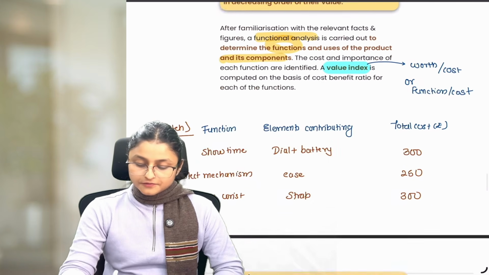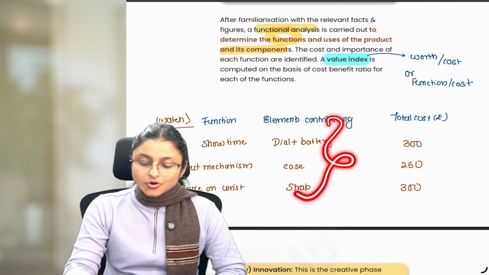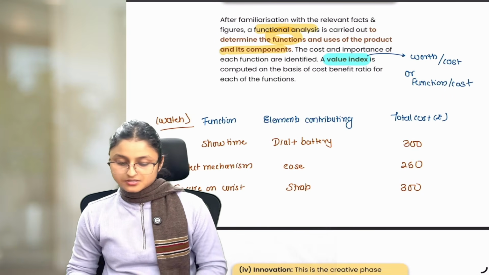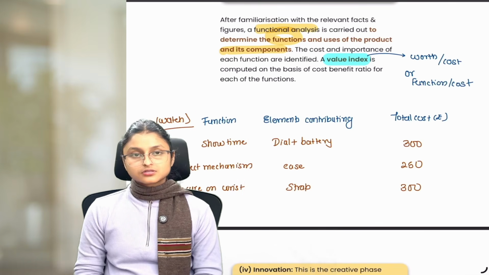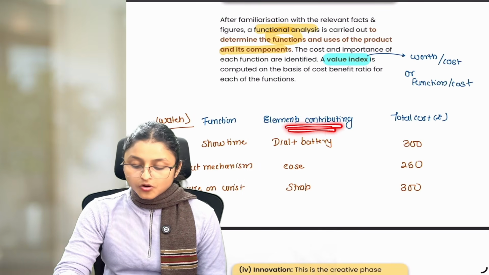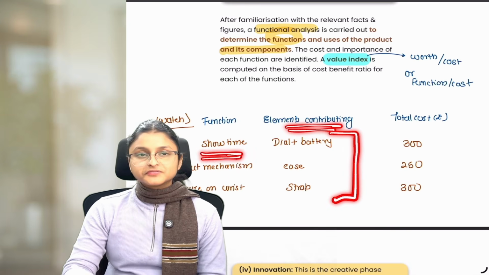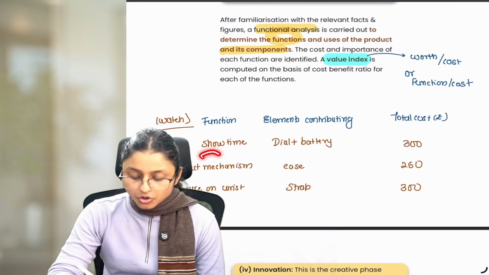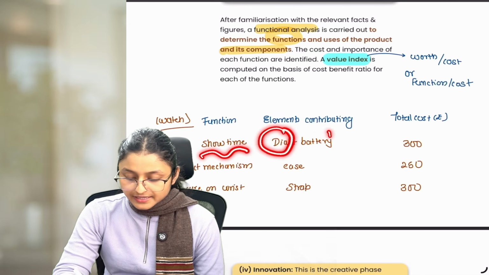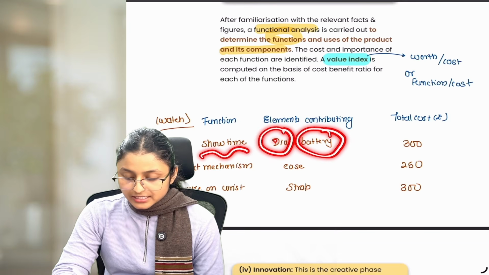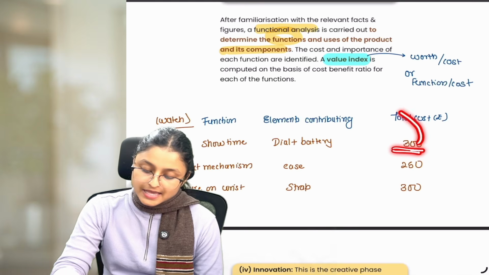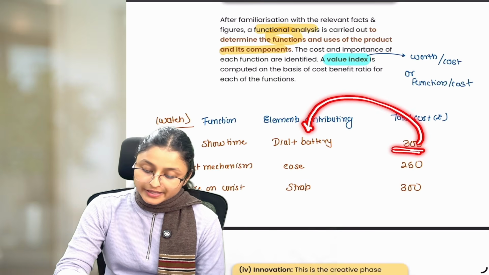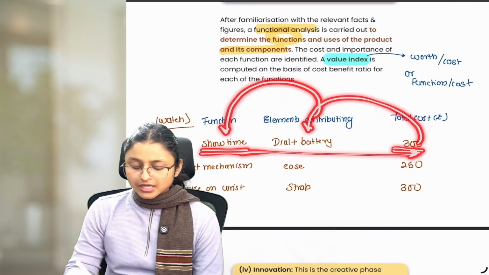Now, how to calculate the cost of a function? For that, we will use the element costs. How it will be used, let's understand. We have listed all the functions of our watch and all the elements required to perform each function. To show time, we need dial and battery, and together they cost 300 rupees. So 300 rupees will be the cost of showing the time.